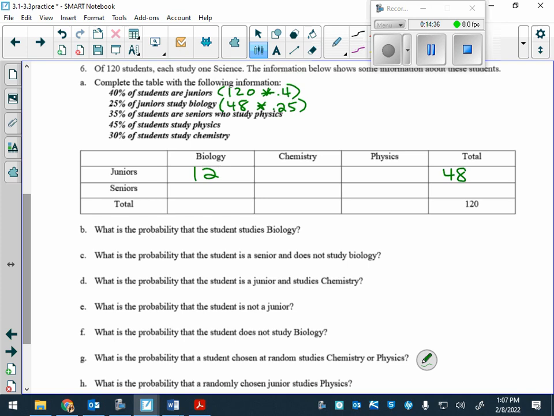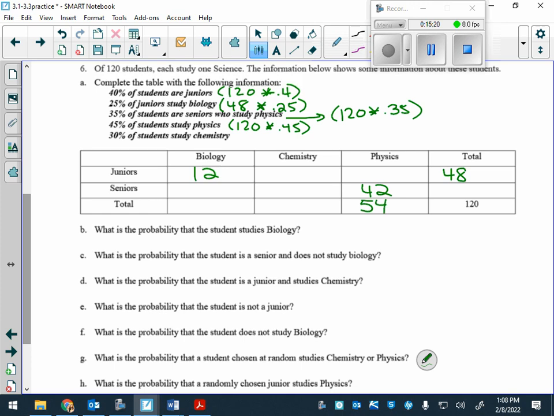How do we find that amount? What do we do? Brayden? Good. So how many seniors study physics? Danielle? 42. Good. Okay. Then 45% of students study physics. So how do we figure that out? Go ahead, Grace. 5, good. And how many students in total study physics? 54, excellent.